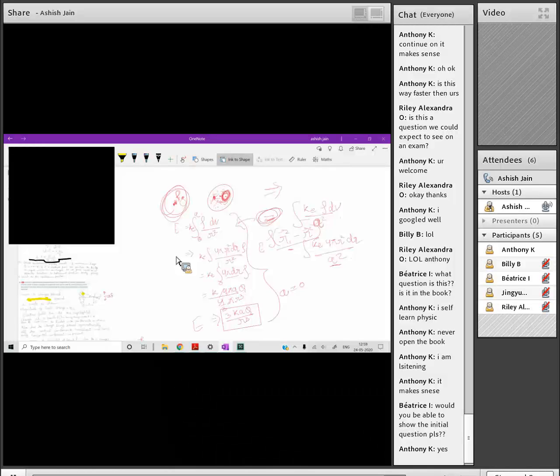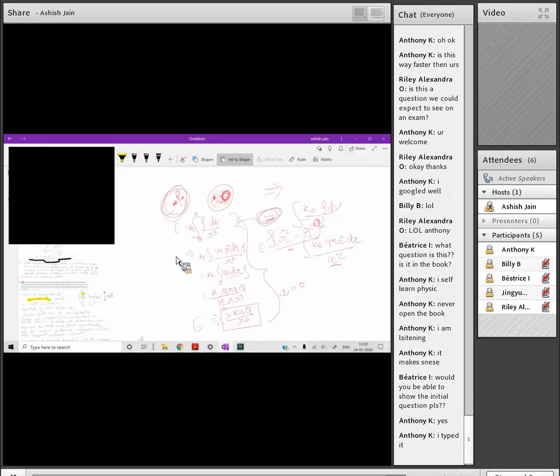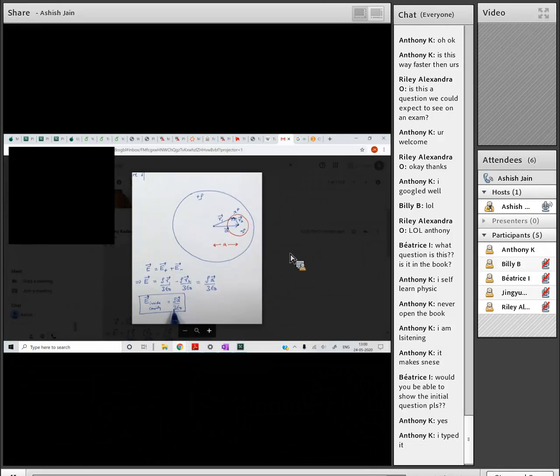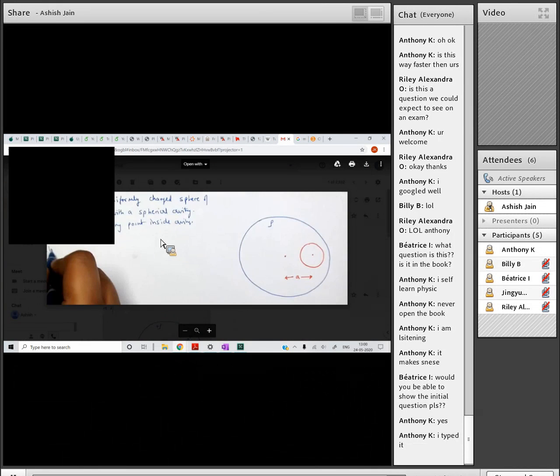Okay, just concluding it. You assume there is no cavity there. You do the integral. You find the electric field. Then you subtract it. That's how it physically makes sense. This is the question he sent to me.